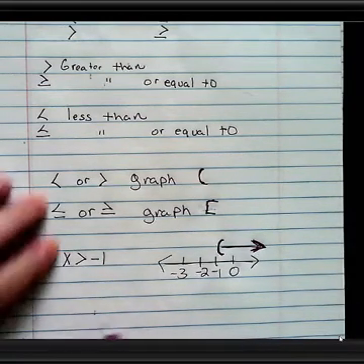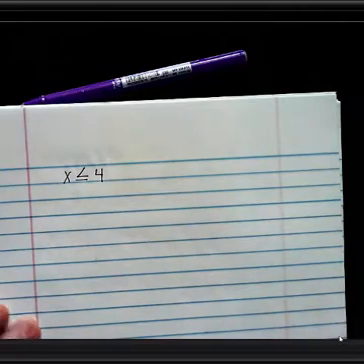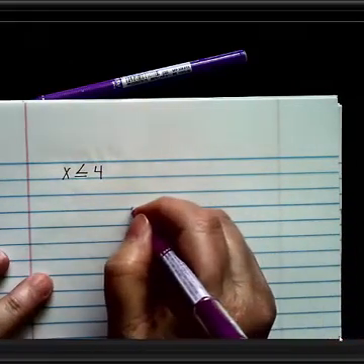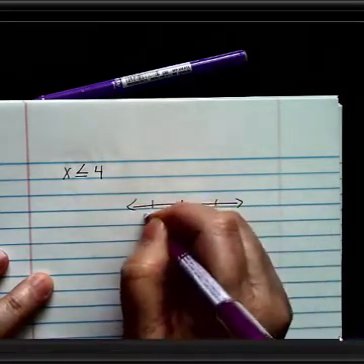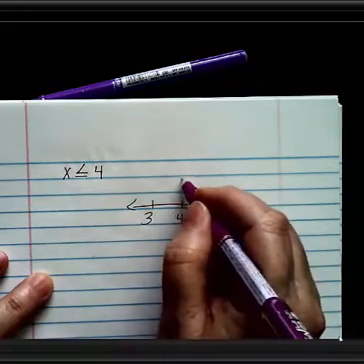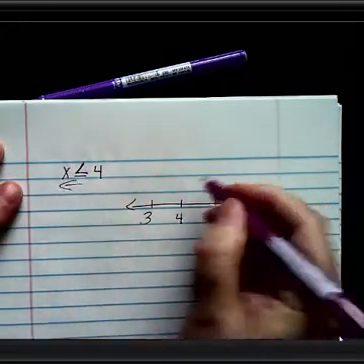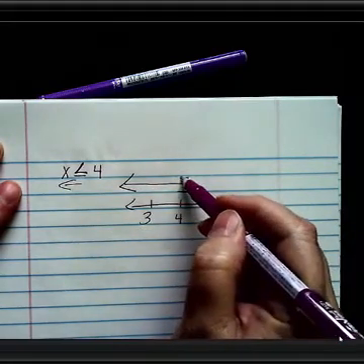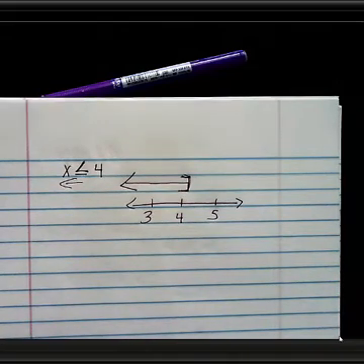Now, as long as your variable is on this side, this arrow tells you which direction to go. So if I had x is less than or equal to 4, what are numbers less than or equal to 4? 3, 2, 1. I was plotting these on a number line. I would have a bracket on the 4, and since I'm going this direction, my bracket would be here going this direction. Now, a bracket means it includes the number 4, but the parentheses would mean it doesn't include it.